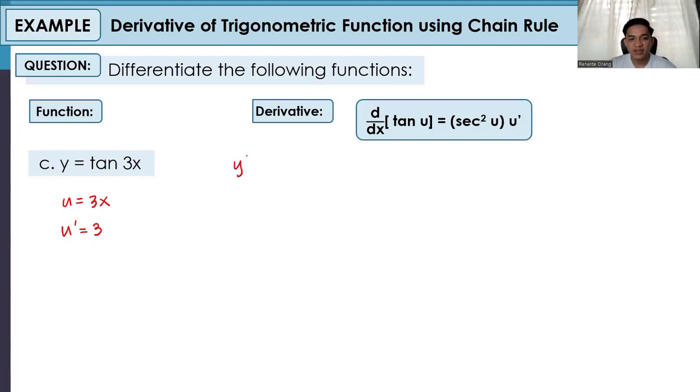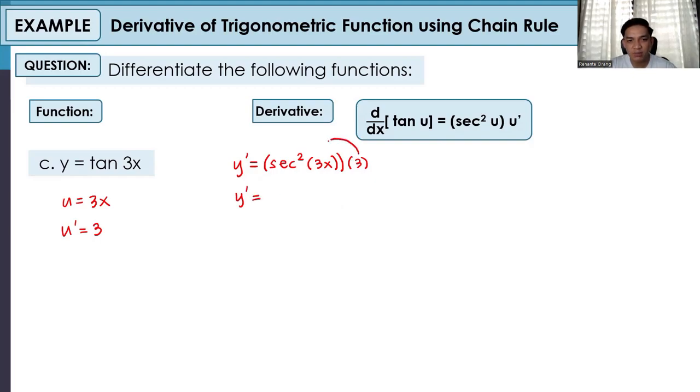So, derive lang natin siya. That is y prime is equivalent to tan u natin is magiging secant squared of our u, which is our u is 3x. Lagyan natin 3x. Pagkatapos, meron tayong open and close parenthesis multiplied by our u prime, which is 3. So, we're done in differentiating. All we need to do is to simplify.